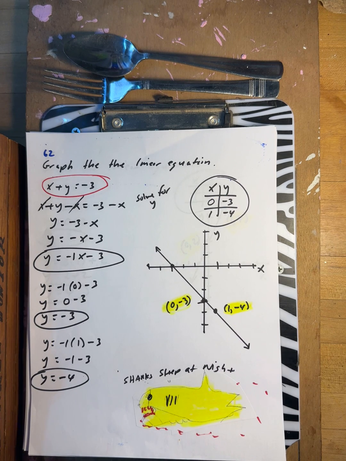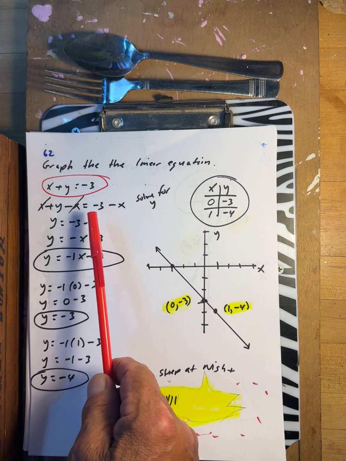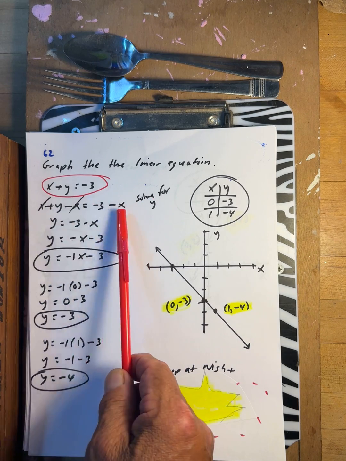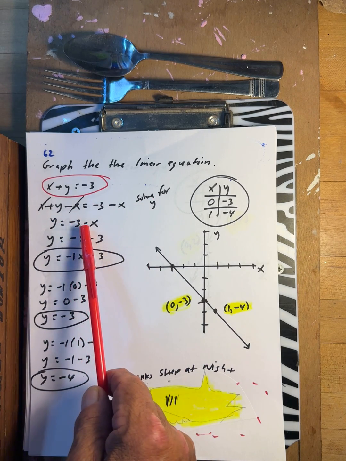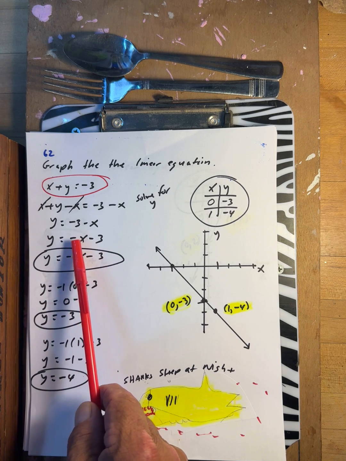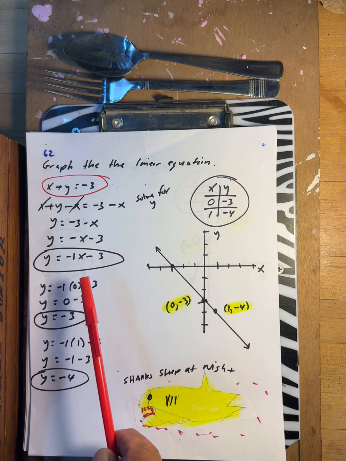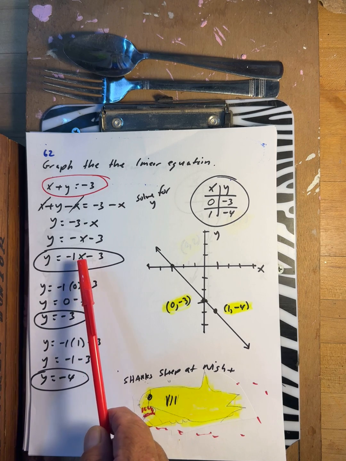Graph the linear function. Okay, so I'm going to solve for y first. Solve for y, subtract x from both sides. Y equals negative x, negative 3. Rewrite it. Y equals negative x, negative 3. So now that's the same thing as saying y equals negative 1x minus 3.